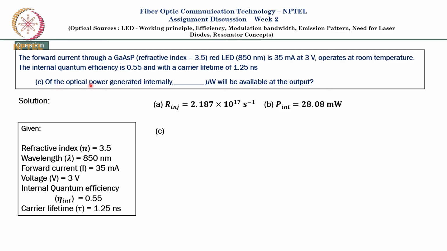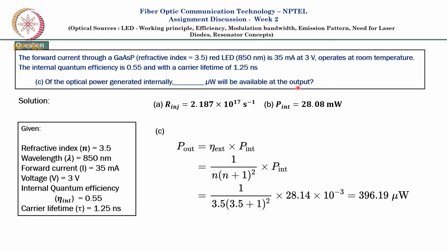Of the optical power which is generated internally, how much will be the power available at the output? Now the equation for power output is given by eta external, which means external quantum efficiency, into P internal. The equation for external quantum efficiency is 1 by n into (n plus 1) squared. So we have n equal to 3.5 here. Substituting those values, we get the output optical power to be 396.19 microwatt.